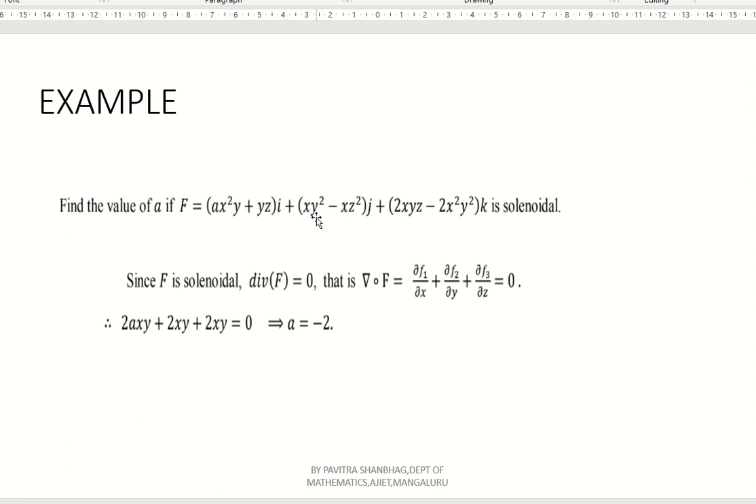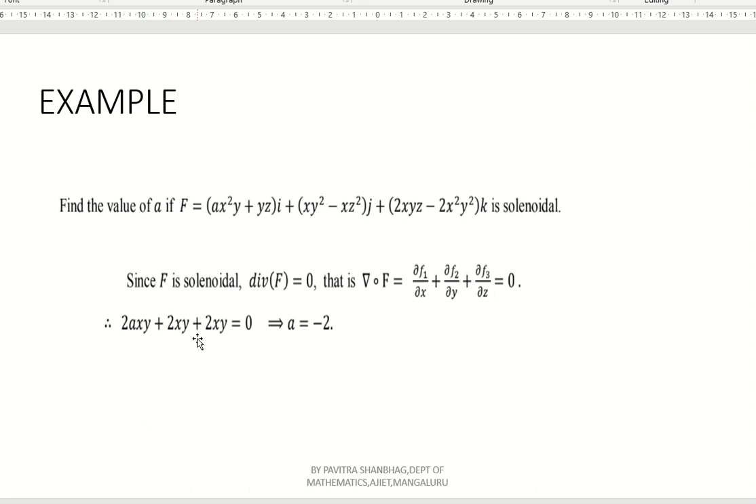And with respect to y, ∂/∂y of f2, what will you get here? Only the first term contains a y term, so 2xy, and the other is 0. So that is what we have written. Plus, with respect to z, there is no z term in the second part, only here it contains, so 2xy, right?